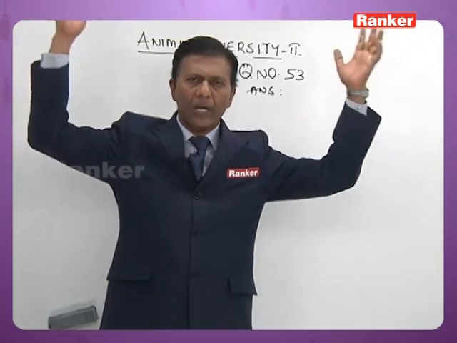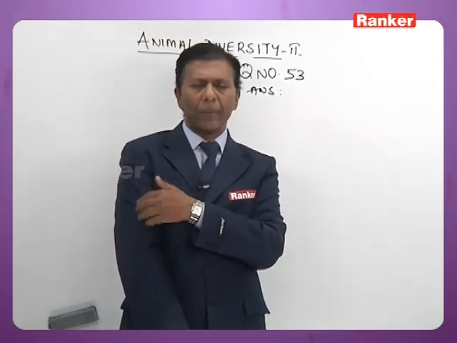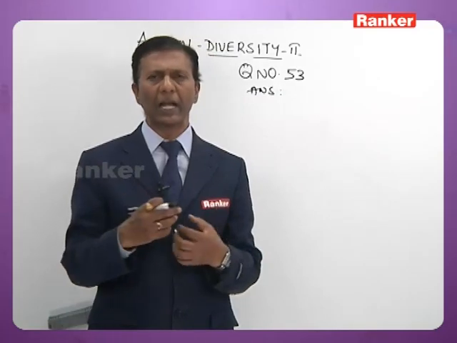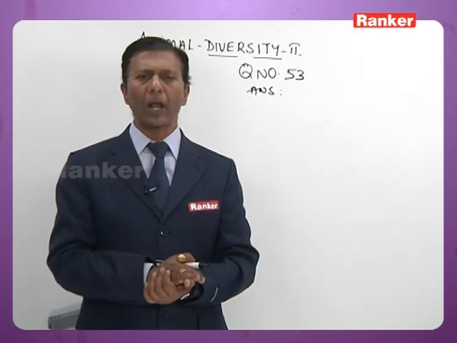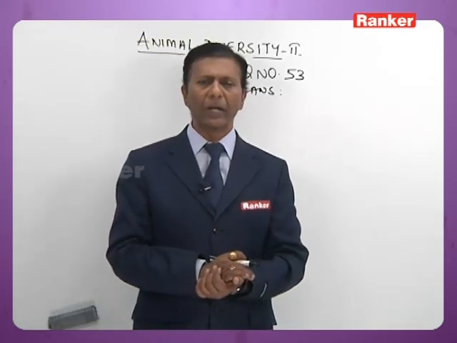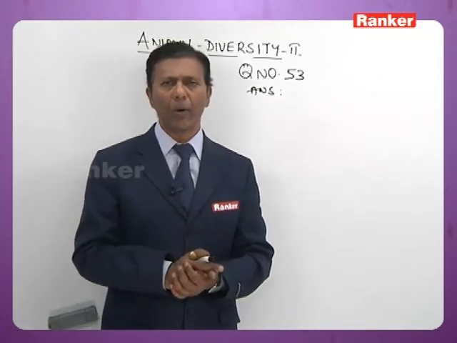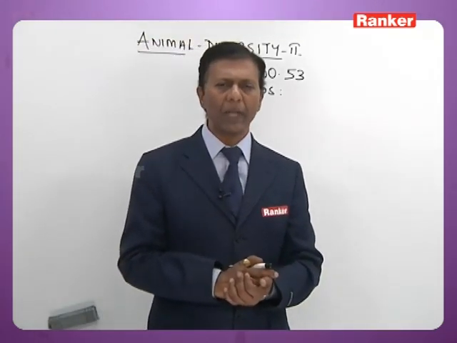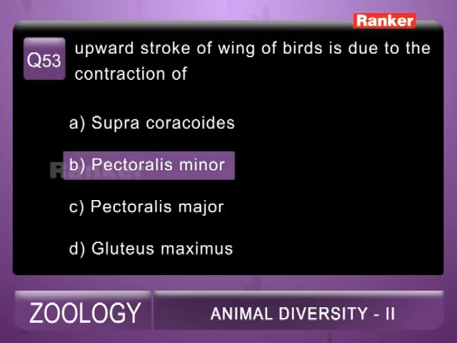Upward stroke of wings is due to contraction of supracoracoides, because it is attached to the upper surface of the humerus bone. So when they contract, wings are pulled upwards. Pectoralis minor muscles are also called depressor muscles. Pectoralis major brings about downward stroke of wings. So 53 question, correct answer, upward stroke of wings in birds is due to contraction of pectoralis minor. So 53 question, correct answer is B.